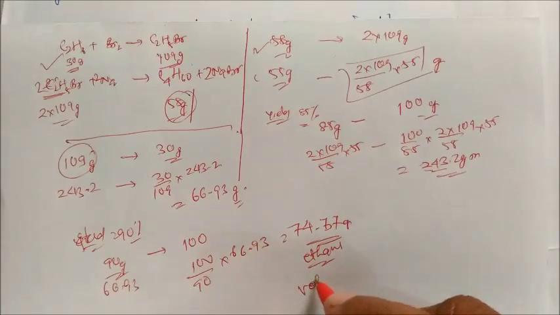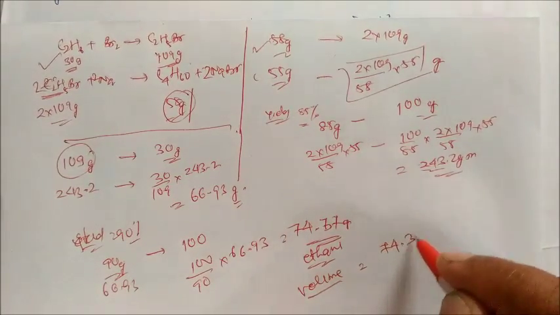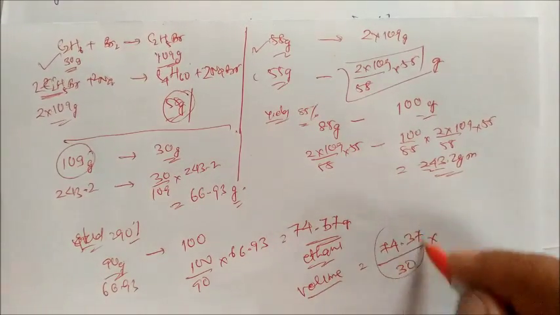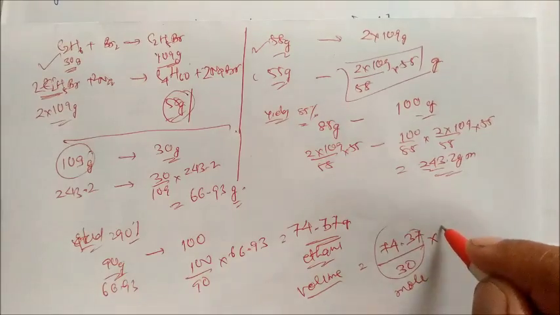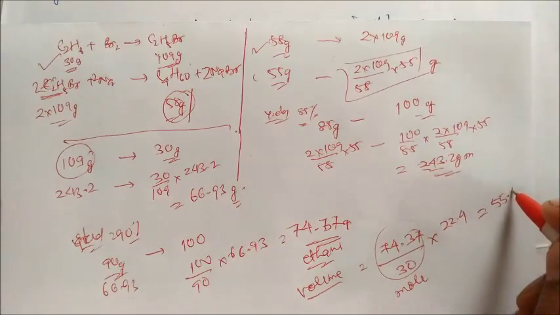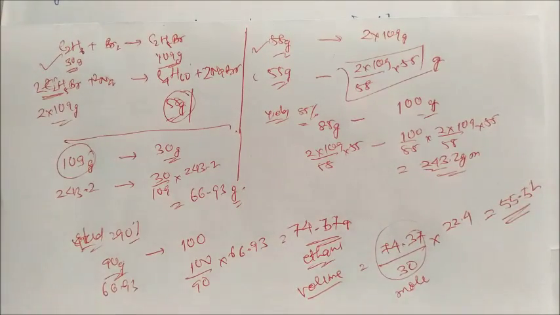Now what is the volume? So volume will be 74.37 divided by 30, so this becomes your moles, multiplied by 22.4 liters. So you will get the answer 55.5 liter. So this is our actual answer.